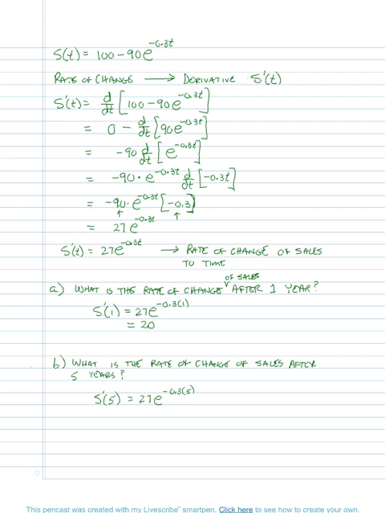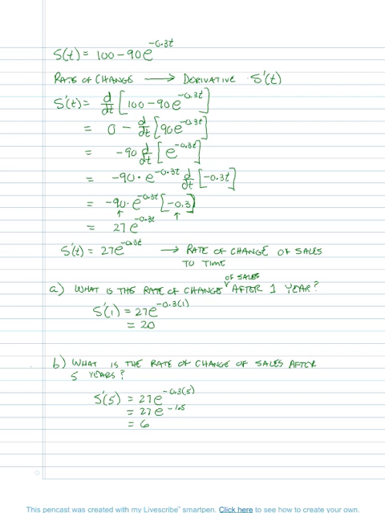Okay, so in this case we get 27 times e to the power negative 1.5. And of course, I would get my calculator out to complete this. And when I get my calculator out, I get approximately 6.